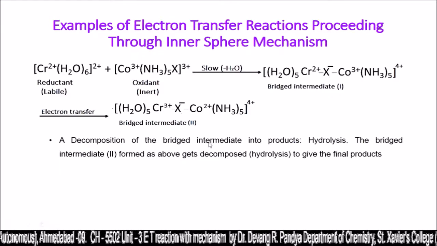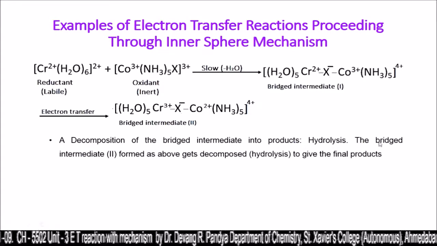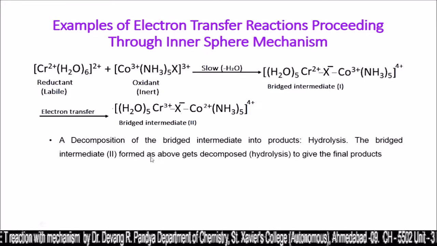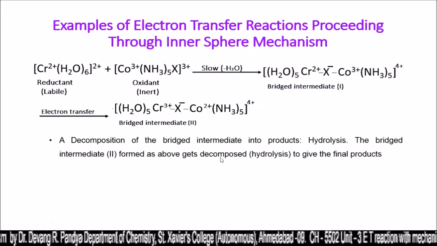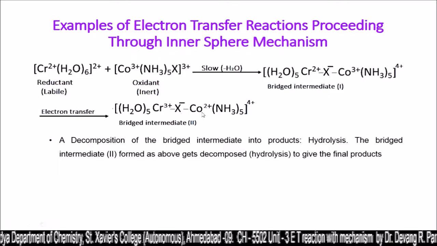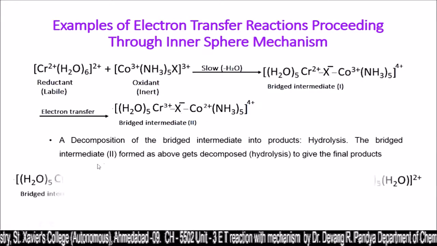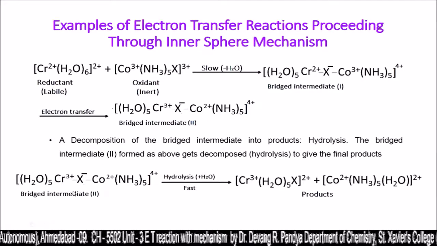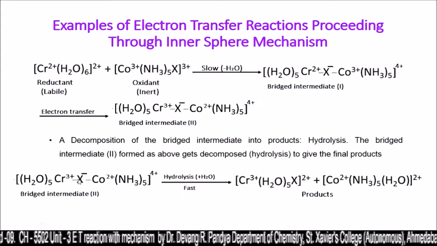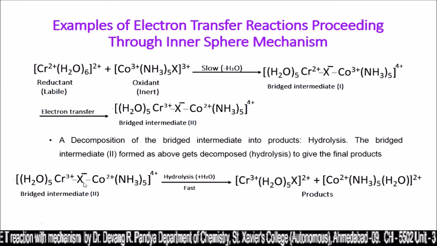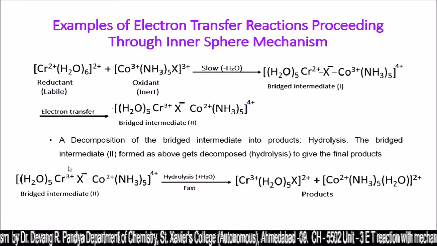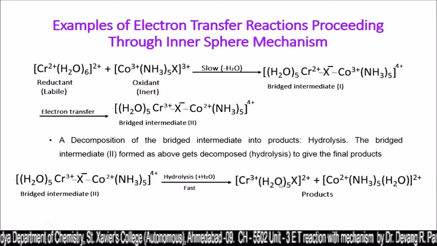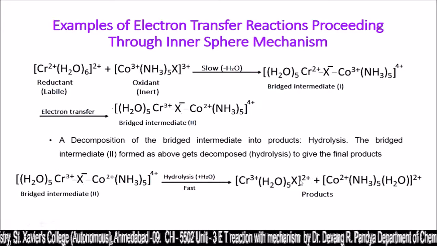Decomposition of the bridged intermediate into products: hydrolysis. The bridged intermediate 2 formed as above gets decomposed. This will undergo hydrolysis to give the final product, but in the final product, the bridging ligand has moved from cobalt to chromium. So we can say that the bridging ligand is with chromium.